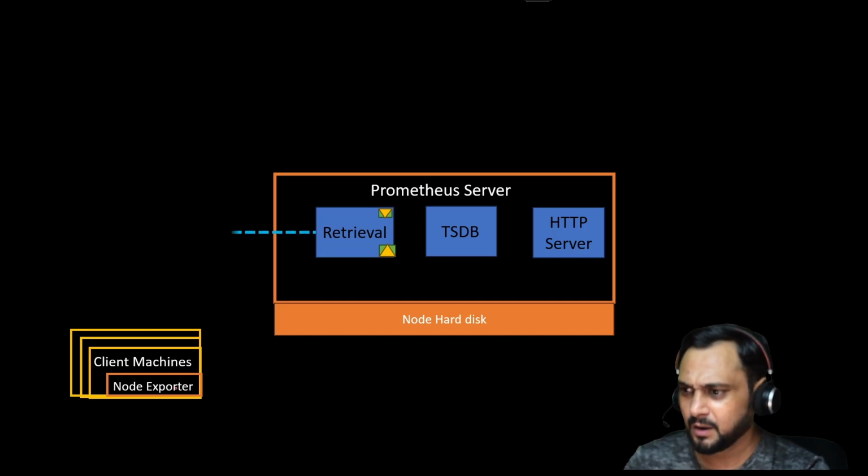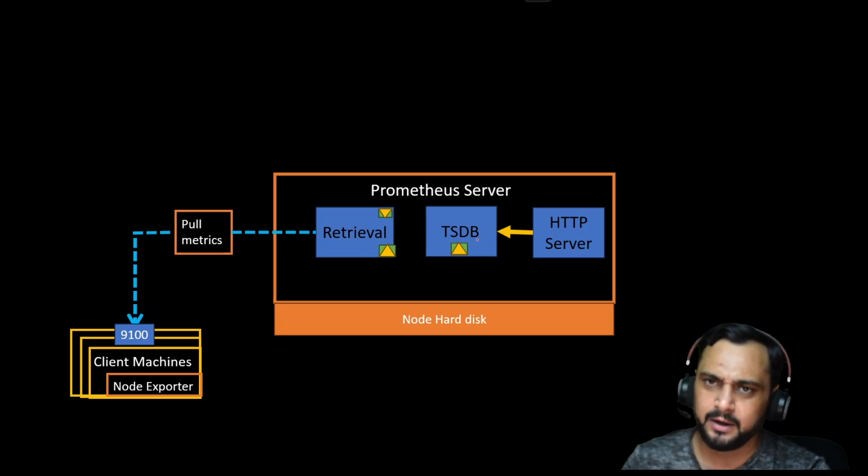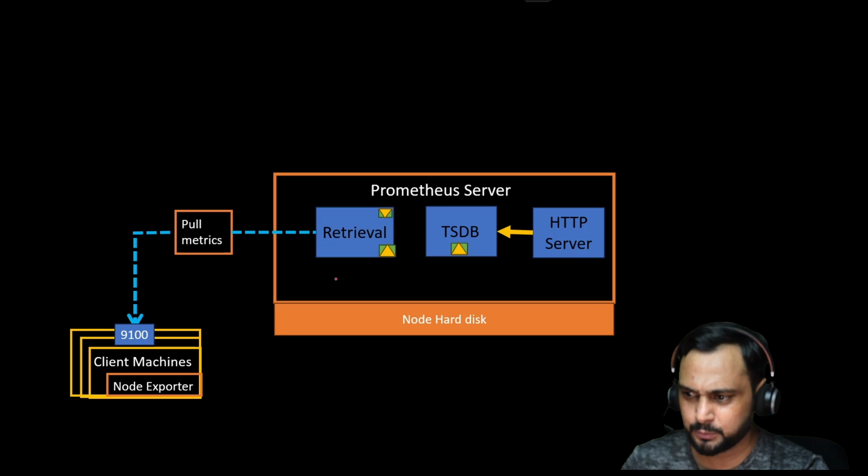Don't worry. Then we configure our Prometheus server to pull the metrics on port number 9100 and fetch the data from these client machines and store it in the TSDB. TSDB stands for time series database. And after that, in the HTTP server, the portal, we can see all these metrics here. I hope now you understand why we are using node exporter.